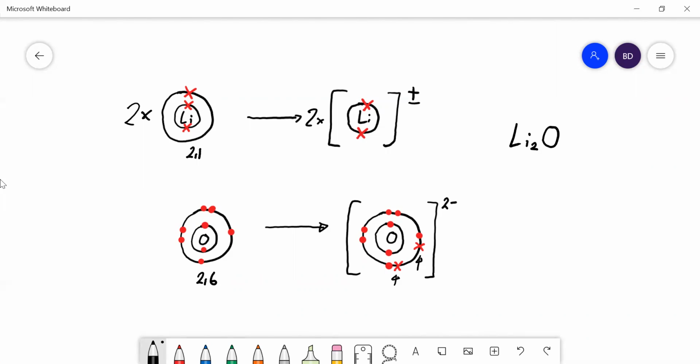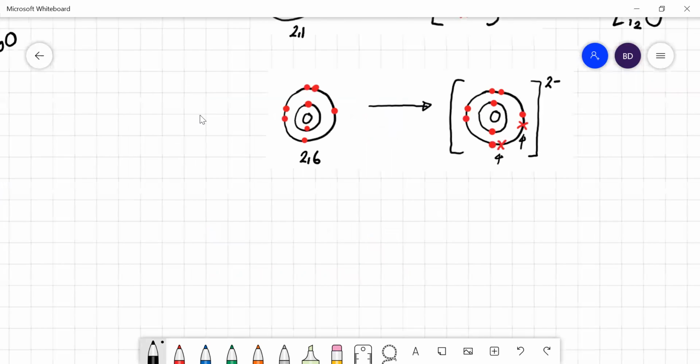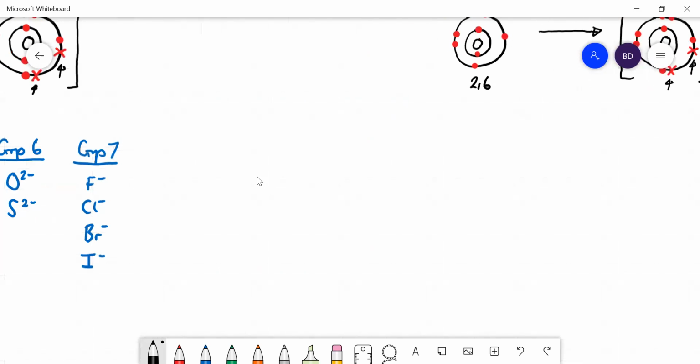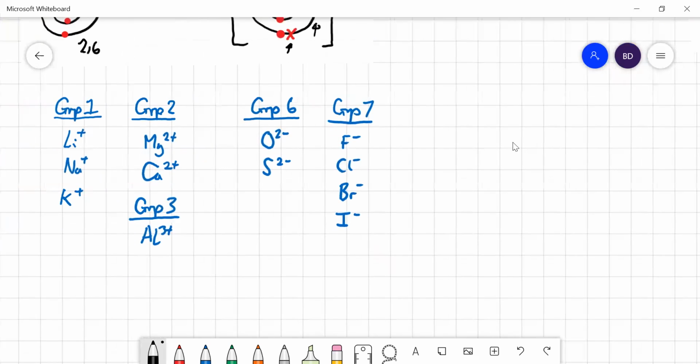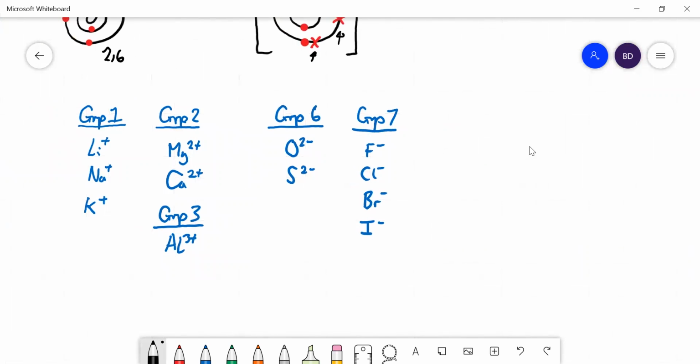And there's a quicker way of doing it rather than drawing dot and cross diagrams every time. Let's have a look down here. We know that group 1 always want to lose 1 electron, so they form 1 plus ions. Group 2, let's take magnesium and calcium as examples, have 2 electrons in their outer shell. They always want to lose 2, so they form a 2 plus ion. Aluminium, which is the only metal we're worried about in group 3, has 3 in its outer shell. This forms a 3 plus ion.